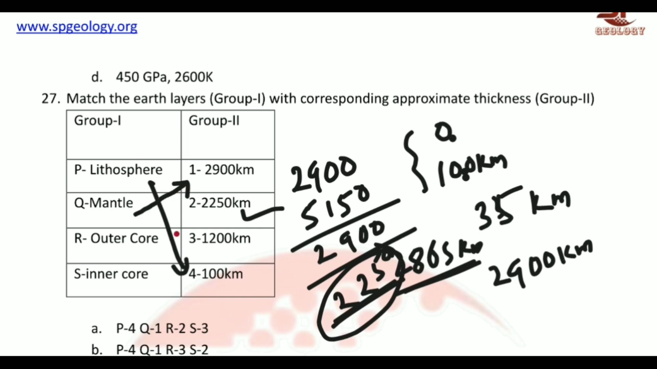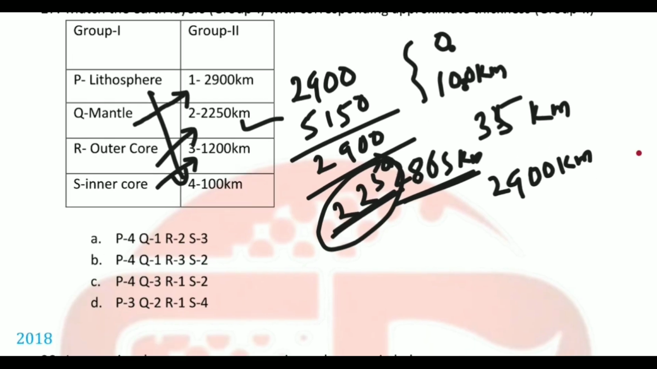Here the option given is 2900. Outer core is 2250, inner core is 1200. So the answer will be P4, Q1, R2, S3.